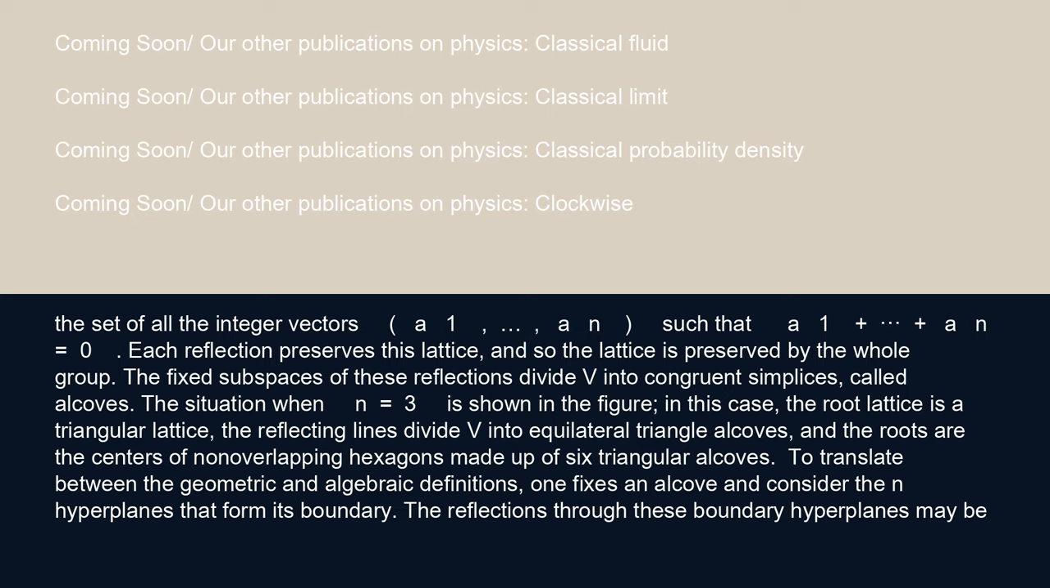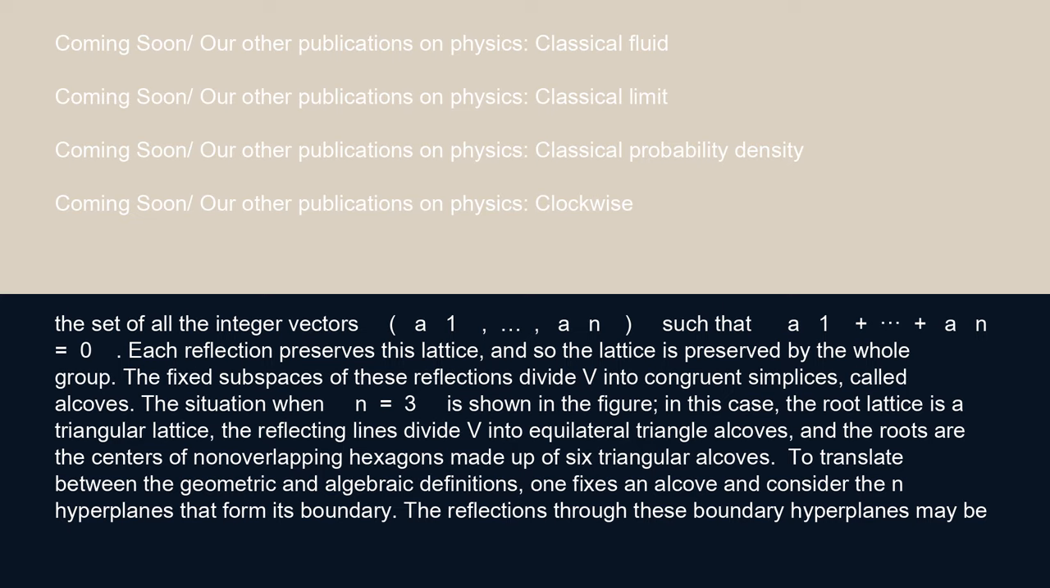The fixed subspaces of these reflections divide V into congruent simplices, called alcoves. The situation when n equals 3 is shown in the figure. In this case, the root lattice is a triangular lattice. The reflecting lines divide V into equilateral triangle alcoves, and the roots are the centers of non-overlapping hexagons made up of 6 triangular alcoves. To translate between the geometric and algebraic definitions, one fixes an alcove and considers the n hyperplanes that form its boundary.